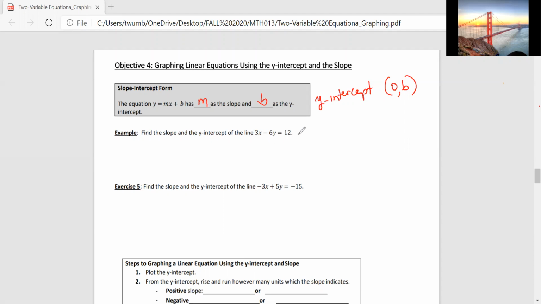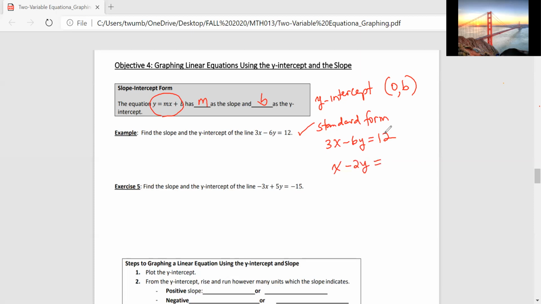An example says find the slope and the y-intercept of this line. This equation is given in what we call the standard form. For us to get the slope and the y-intercept, we have to put it into the slope-intercept form. I have 3x minus 6y equal 12, which means I need to solve for y. Y has to be by itself. If I look at these coefficients, 3, 6, and 12, I see something in common: 3 can go into each of these numbers. So I can divide here by 3, here by 3, and here by 3. That gives me x, and that gives me 2y.